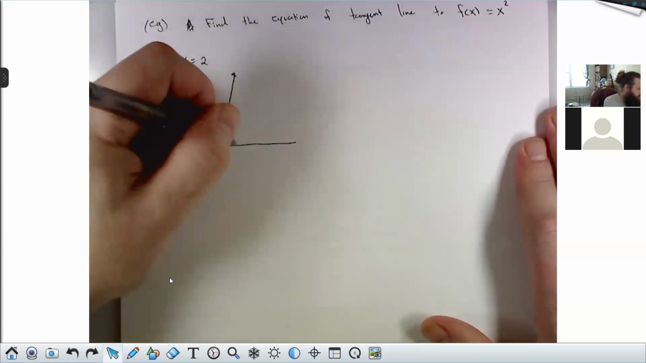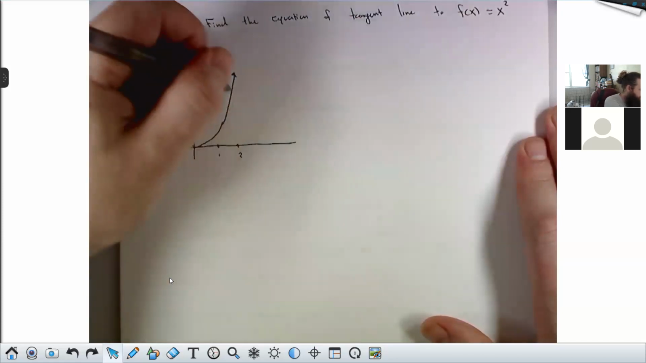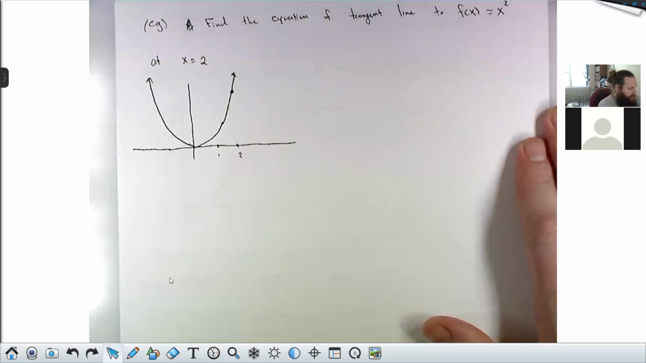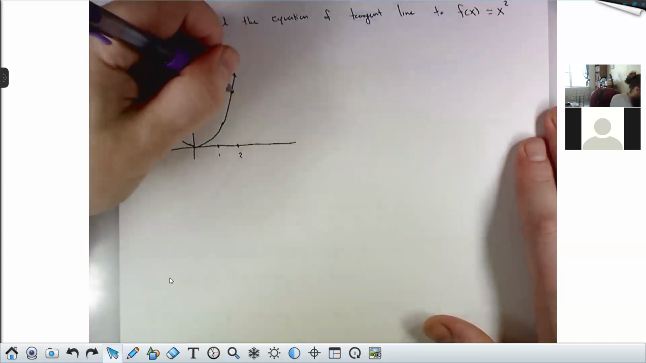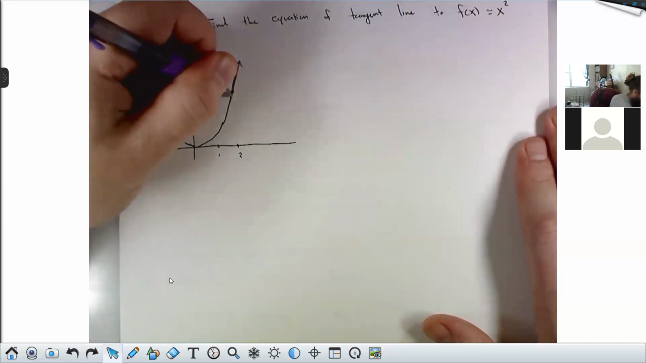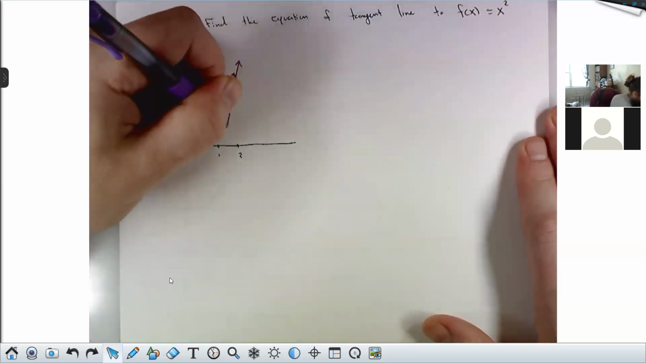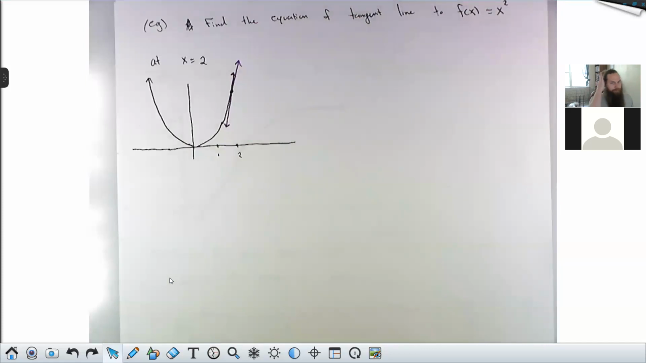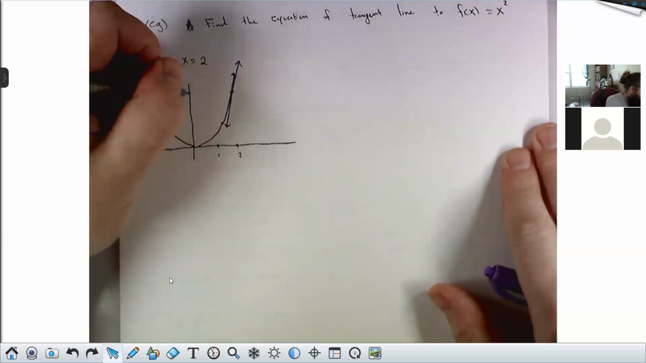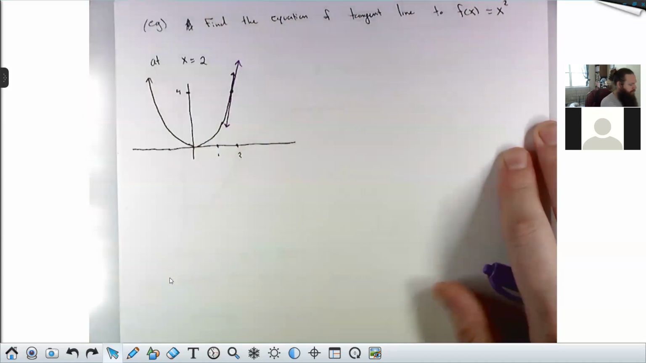So here's 1, here's 2, here's the point on the graph. I want to find the equation of this purple line. We know the y value on the graph there. This is 2, 4. So along the graph of x squared.